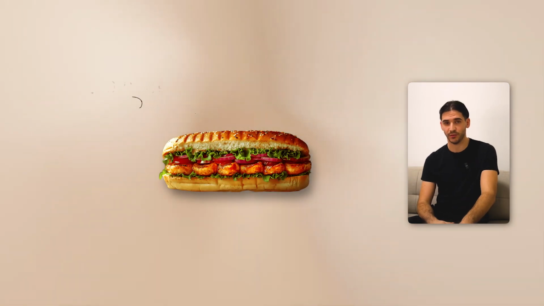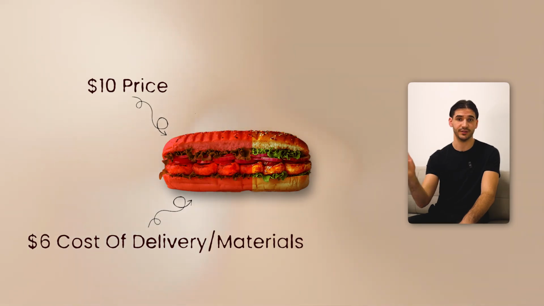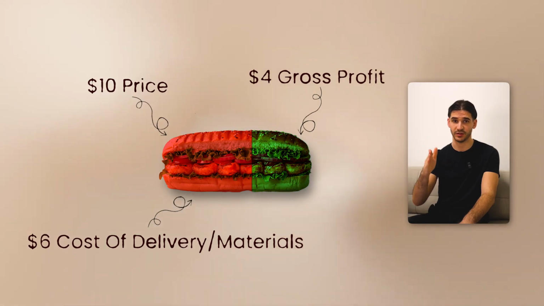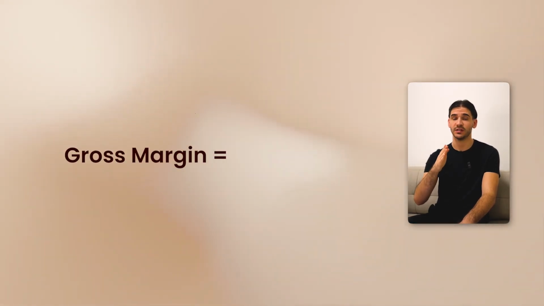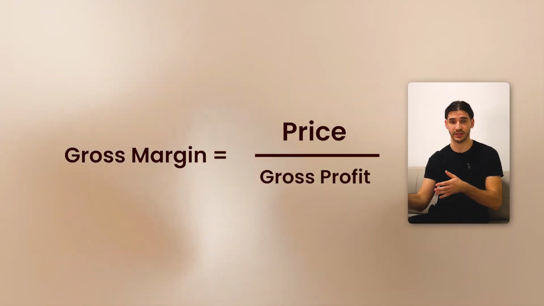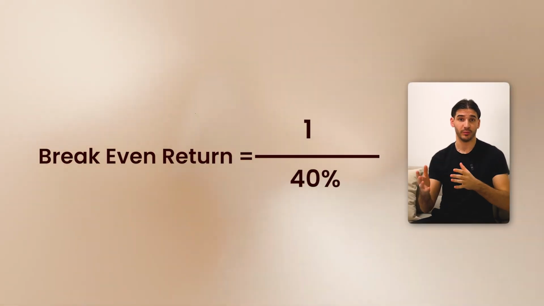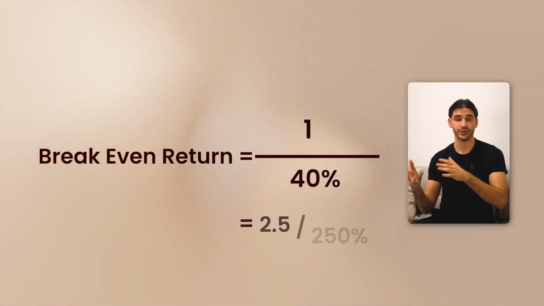In the sandwiches example, $10 is your price, $6 is your cost of delivery, materials, etc. And $4 is your gross profit. So your gross margin is gross profit divided by price. In this example, it's 40%. In this case, your break-even return is 1 divided by 40%, which is your gross margin, which equals 2.5. This means that for each dollar you put into ads, you need to make at least 2.5, or 250% return, in order to not lose money.